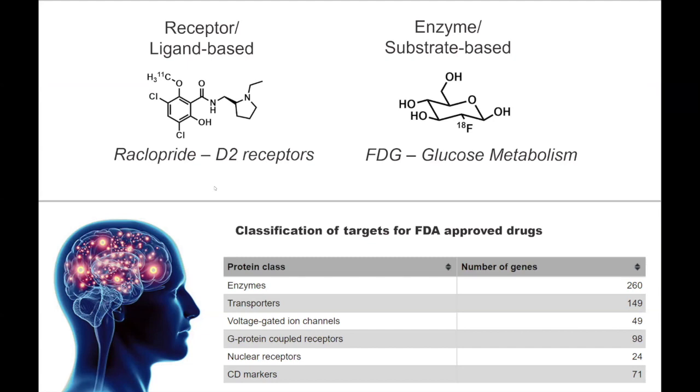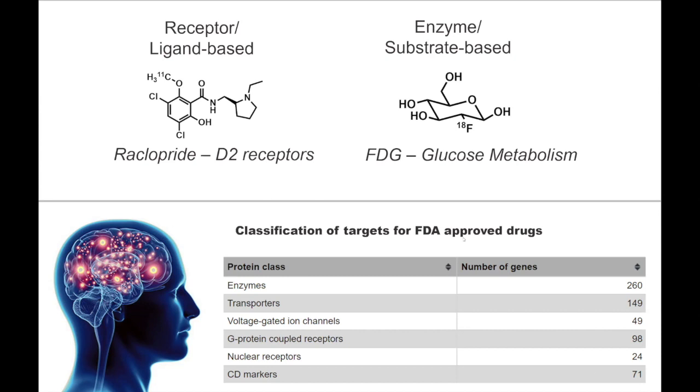Regarding the PET imaging probes, we have basically two families. One is receptor or ligand based. For example, raclopride is a C11 tracer for dopamine receptor imaging. This kind of tracer is for measuring expression of a target. Another one is F18-FDG, which is an enzyme or substrate-based imaging probe. For example, FDG is for glucose metabolism. It's for functional measurement. But most of the current PET imaging probes are based on the receptor or ligand-based family, so most of them we use for expression measurement.